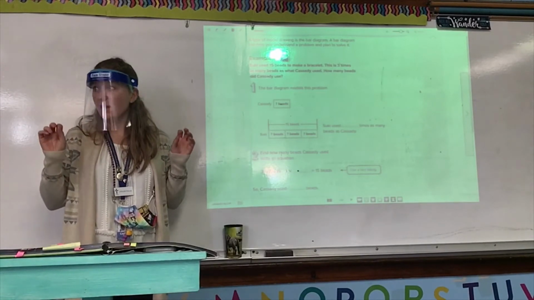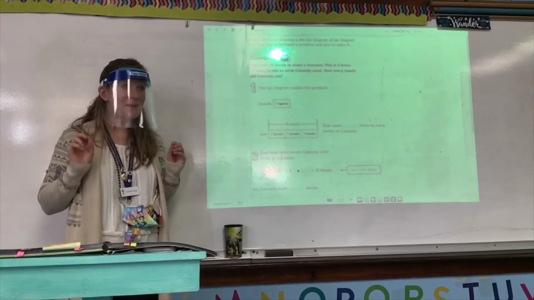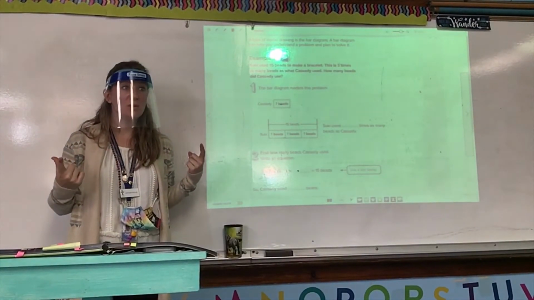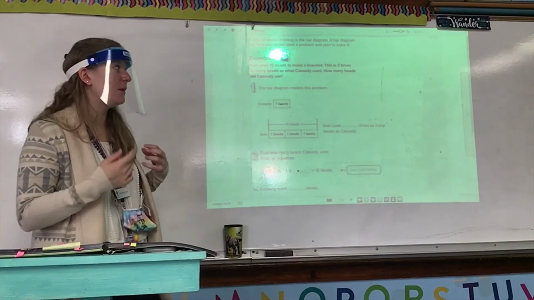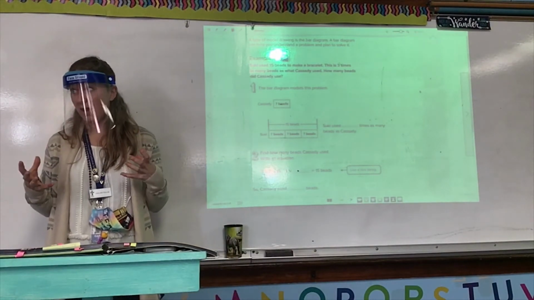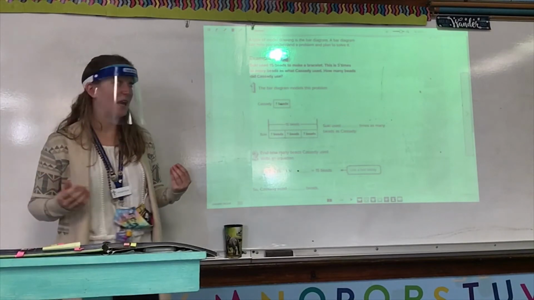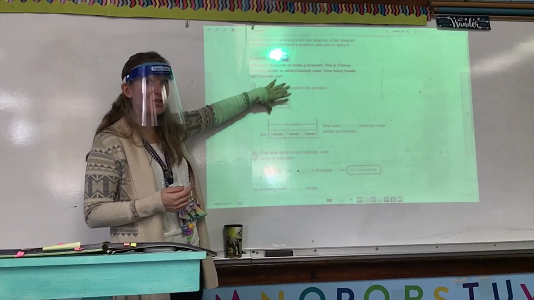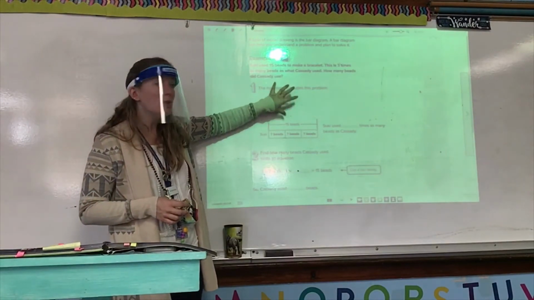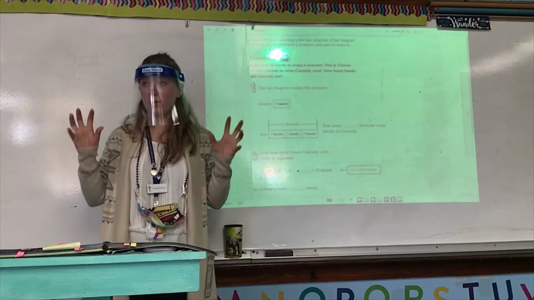Okay. Bar diagrams must be set up a certain way. Part of your points when you're doing your homework and your independent practice and your test is that you are setting it up the correct way. As long as you are focusing and paying attention and going back to your examples and the ones that are already completed, you will know exactly what to put where.